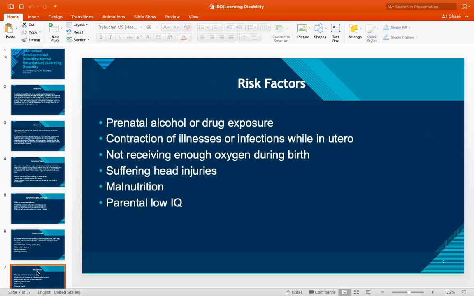So some of the risk factors would be some of the prenatal things that happen in the womb. So prenatal alcohol or drug exposure, also contracting illnesses or infections while in utero. The other things are not receiving enough oxygen during birth, suffering a head injury, malnutrition, and then parental low IQ. So if parents have an IQ concern, then that could be something that goes along with the unborn child.